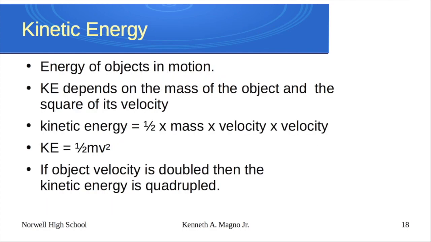So kinetic energy, again, is the energy of an object in motion. The kinetic energy is going to depend on the mass of an object and the square of its velocity. So this is where that quadruple factor comes in. If I double my velocity, it's that doubled squared, so 2 squared is 4. Whereas if I had tripled my velocity, 3 squared would have been 9. So kinetic energy is 1/2 mv squared.